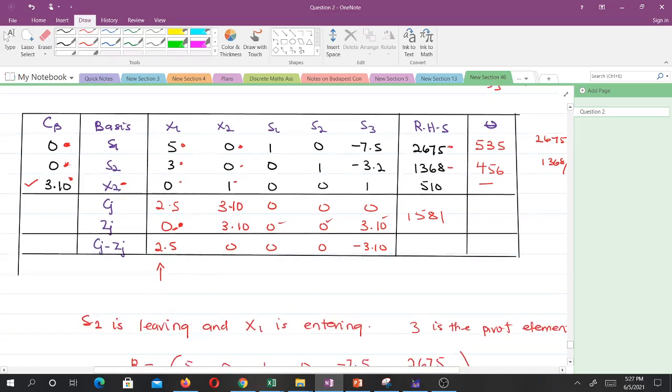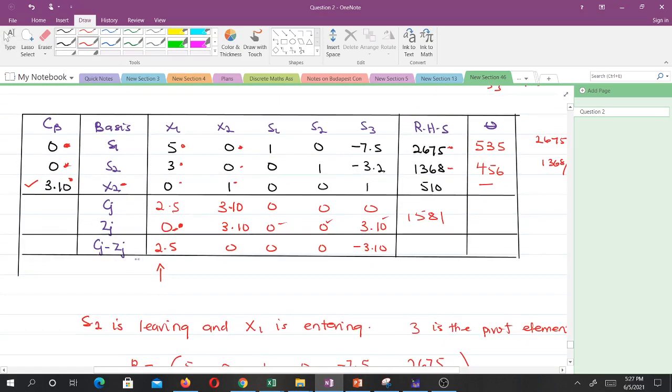Okay, so the next thing is for us to do our ZJ minus CJ, and when you do, we have 2.5 here, 0 and the rest. So we can see that they are all satisfying this condition, with the exception of this portion.